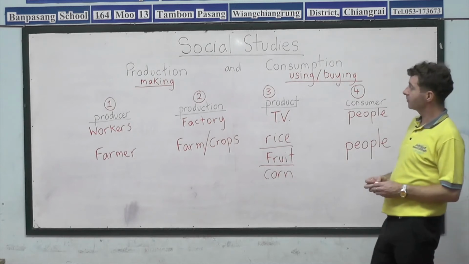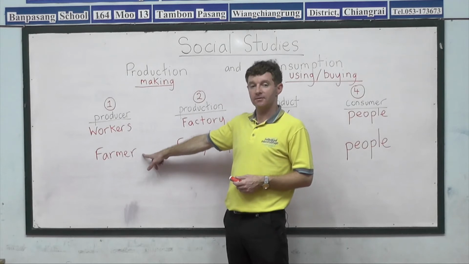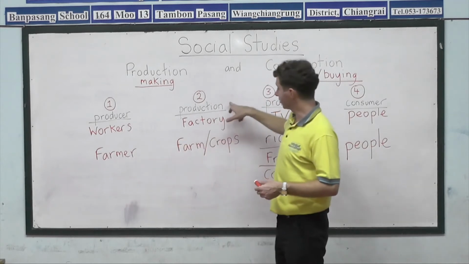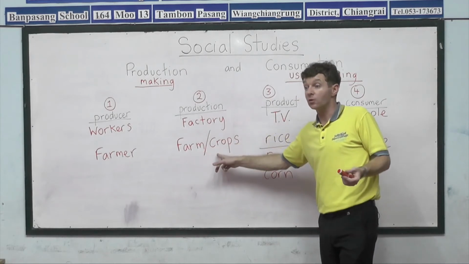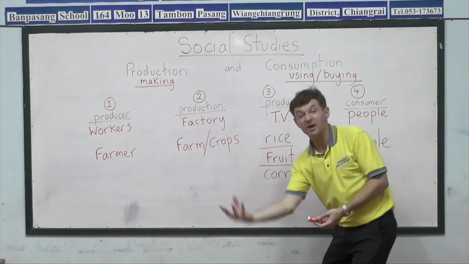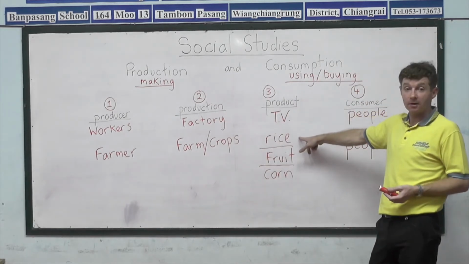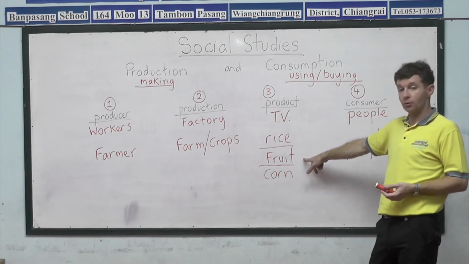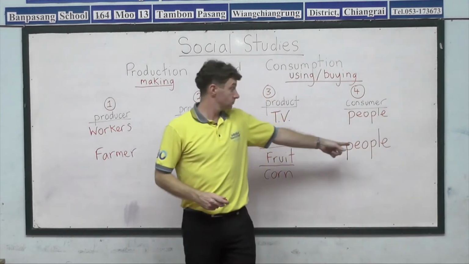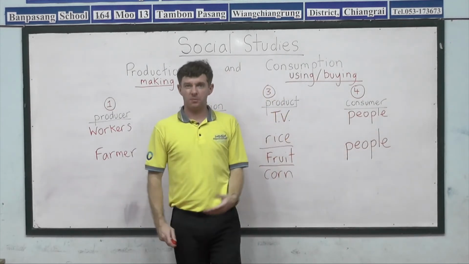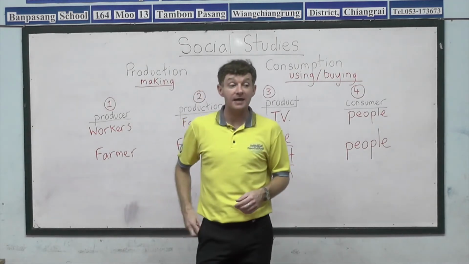P-E-O-P-L-E. So, in our second example, the producer is farmer. Production takes place at farm or the crops. They're the things that grow. The product on the farm can be rice, fruit, corn. And the consumer, people. People eat rice. People eat fruit. People eat corn. Understand, guys?